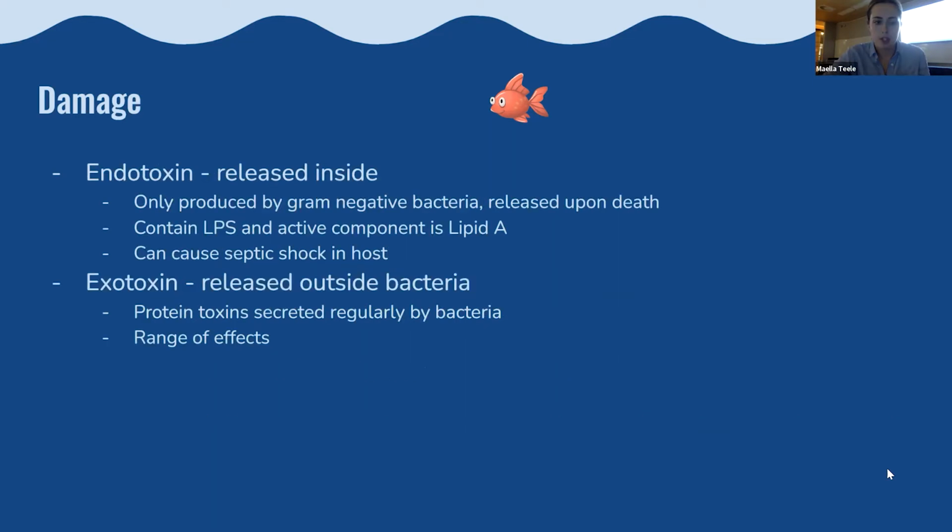Now we come to damage. Damage is kind of the final step in bacterial pathogenesis. This is the one that causes the most damage to the host cells. So you've got two different types of toxins. I'll start with that. You've got endotoxins and exotoxins.